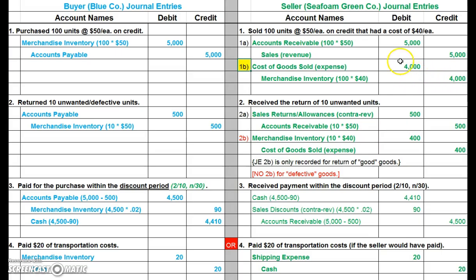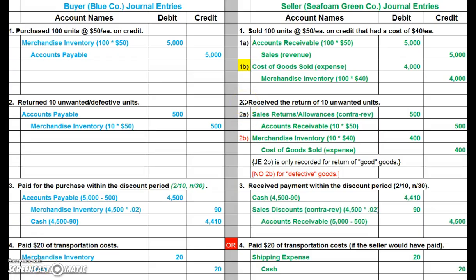Now we need a debit account name for a debit of $4,000. And this is a new account that merchandisers have that is called cost of goods sold. The cost of goods sold account is an expense account, but it doesn't have the word expense on the end, so many students forget it. When we talk later about expenses, they forget cost of goods sold. So I'm going to write cost of goods sold expense there to help us remember.